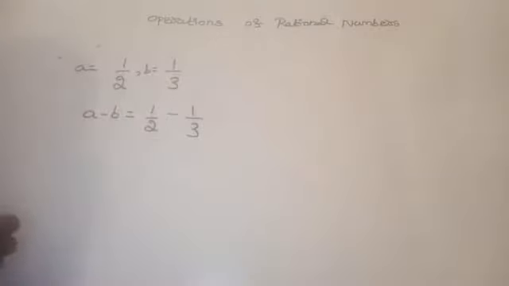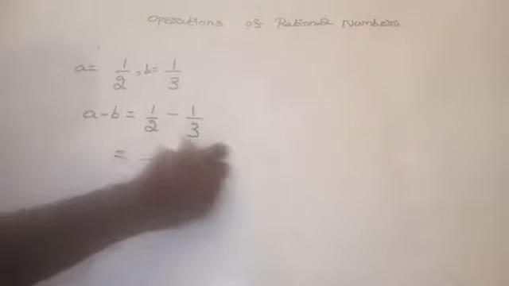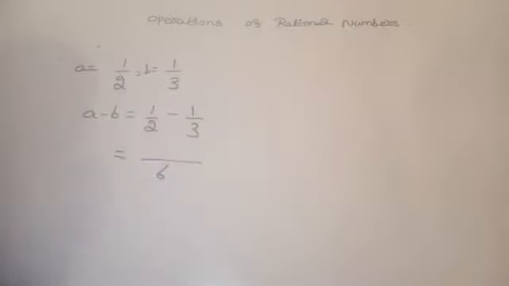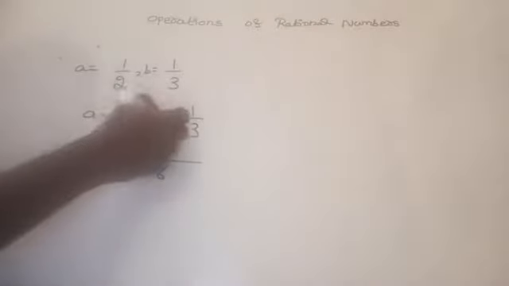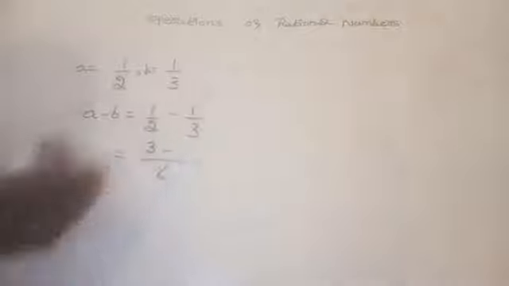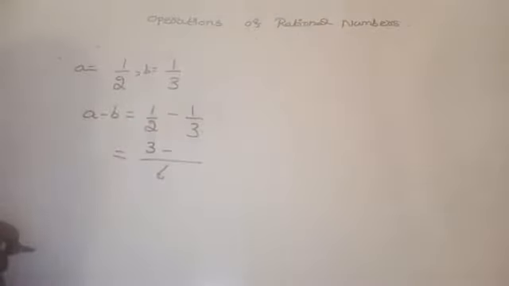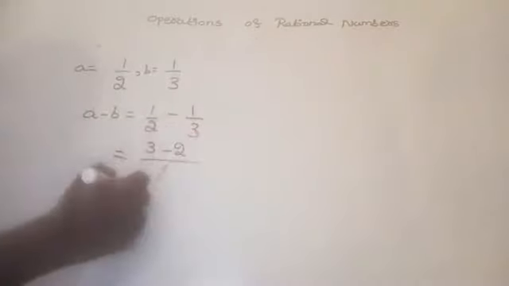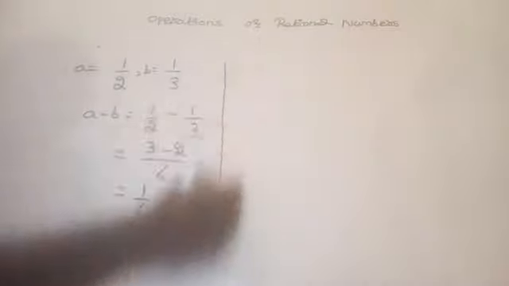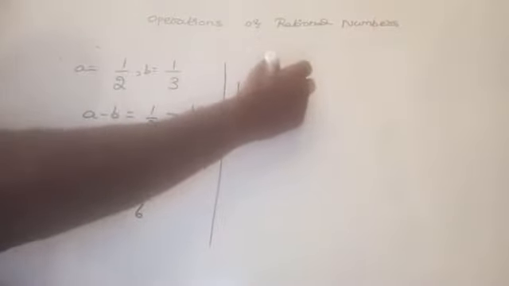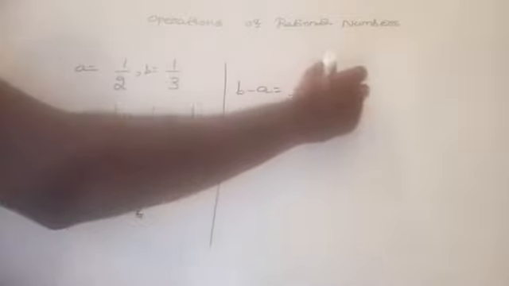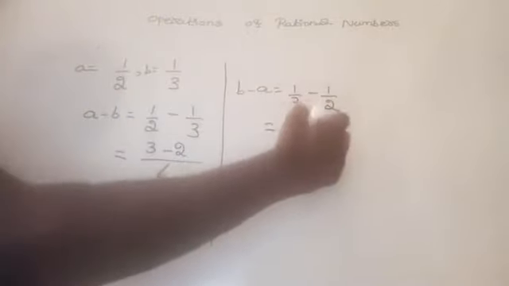What is the LCM of 2 and 3? It is 6. Here, by what number should 2 be multiplied to get 6? 3. So 1 into 3 is 3. Here, by what number should 3 be multiplied to get 6? 2. So 1 into 2 is 2. 3 minus 2 is 1 by 6. Now find b minus a. B minus a means 1 by 3 minus 1 by 2. LCM is 6.